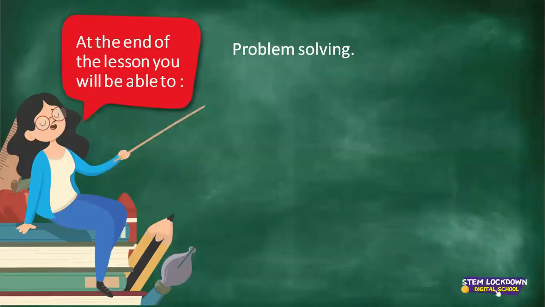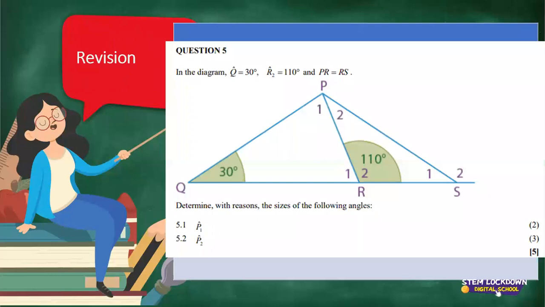And what will we be doing? We'll be solving different questions. Now the first one, let's see this in the diagram. Angle Q equals 30, angle R2 equals 110, angle PR equals SR. Again, angle Q equals 30 degrees, angle R2 is 110, and PS equals SR.